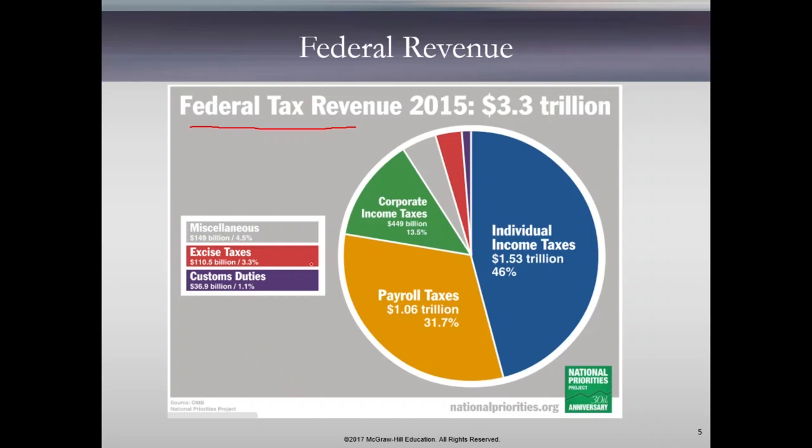Okay, so where does the federal government get its money from? Well, it gets its money mostly from individual income taxes, right?